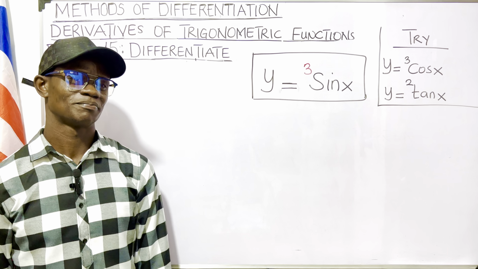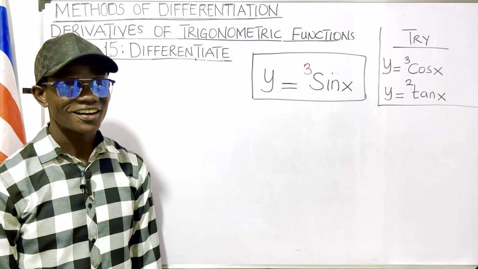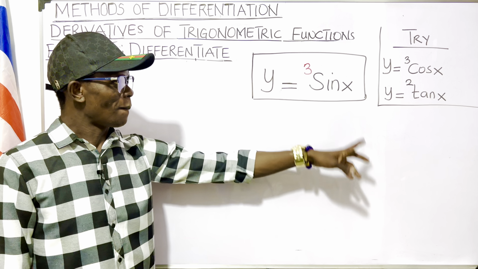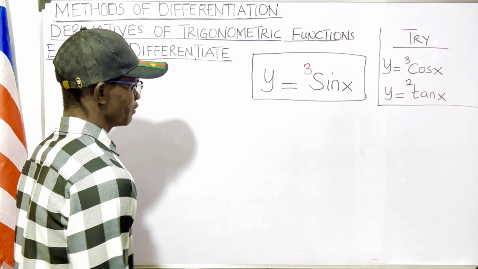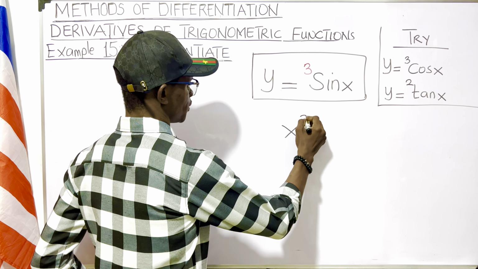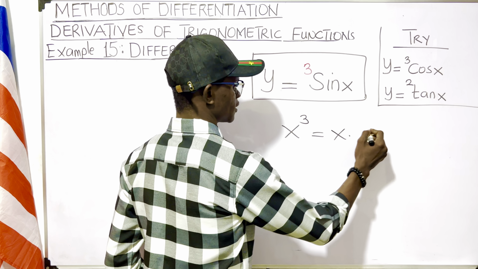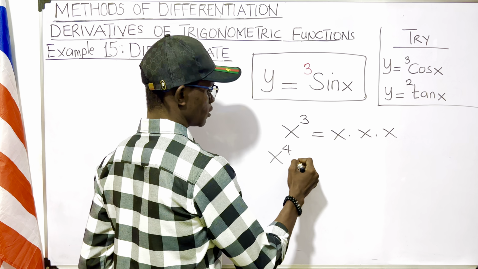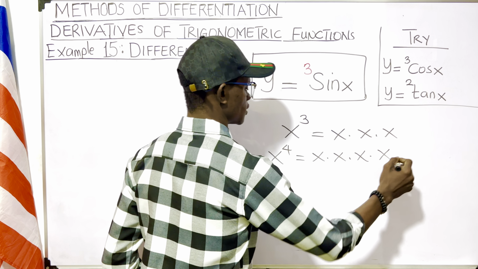See this problem. y equals, how can we read it? Sine of x, back exponent. So we are familiar with x raised to the power 3. That is x times x times x, right? x raised to the power 4 is x times x times x times x.